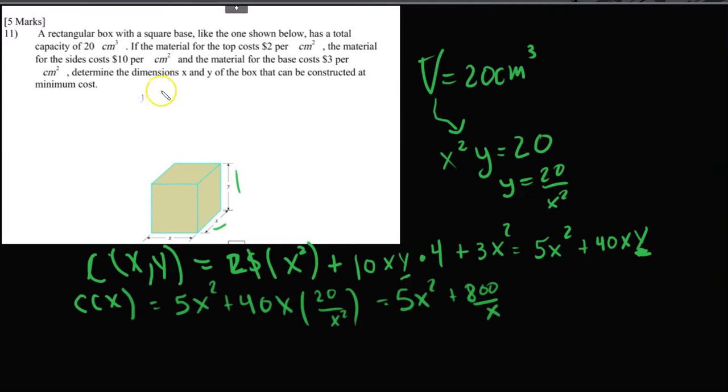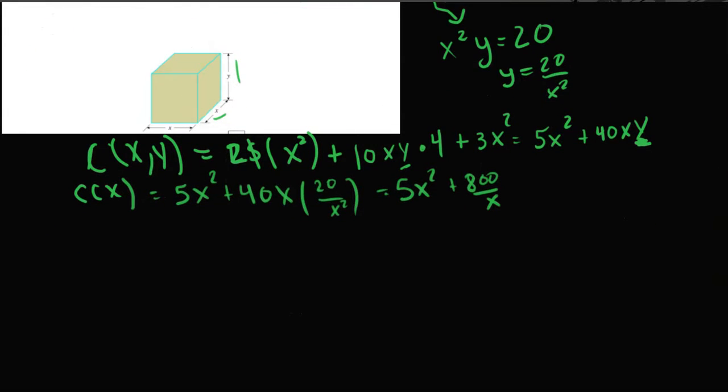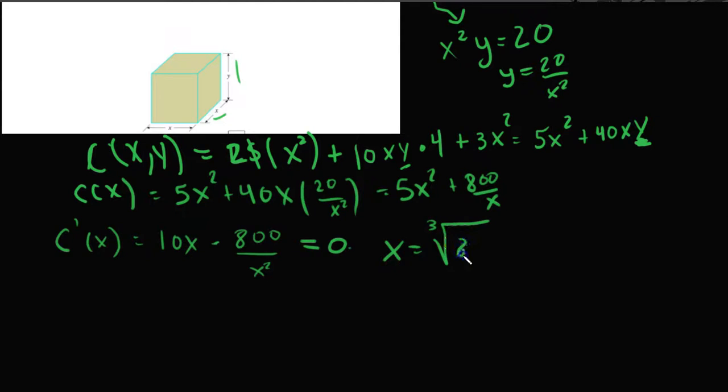Alright, so now it's asking us to determine the dimensions x and y of the box that can be constructed at minimum cost. Minimum and maximum in calculus means take the derivative, set it equal to 0. So if we were to take the derivative of this function, we would get 10x minus 800 over x squared. Should know how to do that. And we set it equal to 0. And solving for x in this equation, I encourage you to try, would give you the third root of 80.